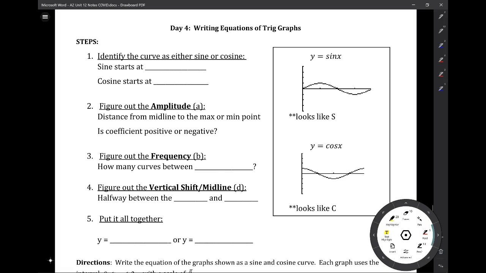The first thing is whether or not it's a sine or a cosine curve. So remember that sine always starts at the midline. Okay, so it could be shifted up or down, or it could be right on the x-axis, but sine will always start on the midline. Kind of rhymes a little bit. Cosine actually starts at the amplitude.